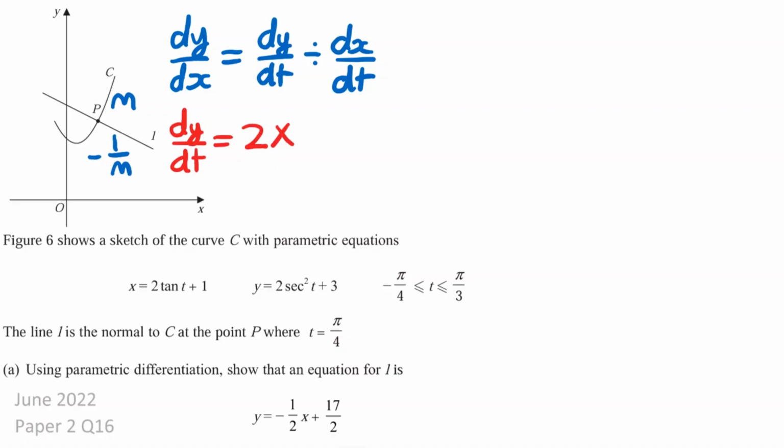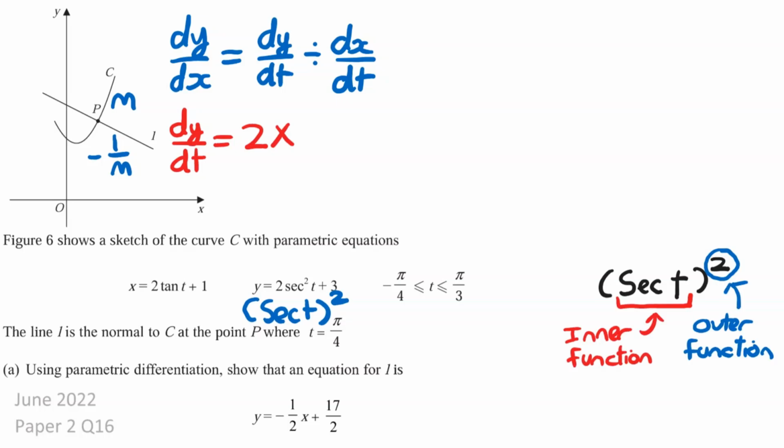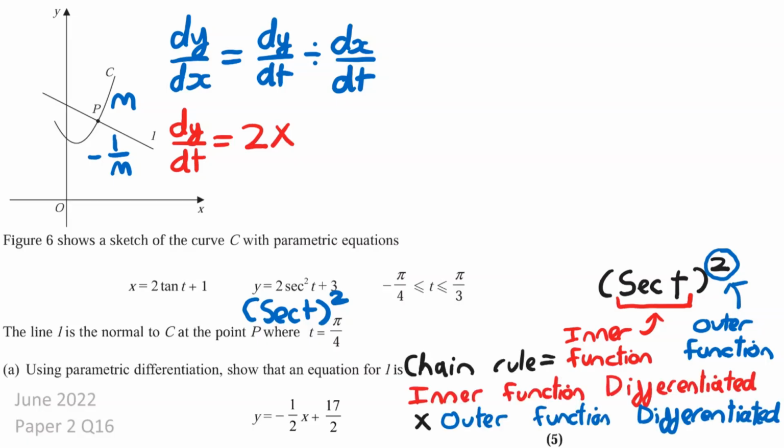It might be a bit more obvious if we write it as brackets sec t squared, where the inner function is sec t and the outer function is the power of 2. The chain rule is the inner function differentiated multiplied by the outer function differentiated. When you differentiate sec t, it's sec t tan t. When you differentiate sec, it's sec tan. This is multiplied by the outer function differentiated, the power of 2. When you differentiate a power of 2, the 2 comes down as the coefficient. We don't touch the inner function, we just keep the sec t, and now it's to the power of 1.